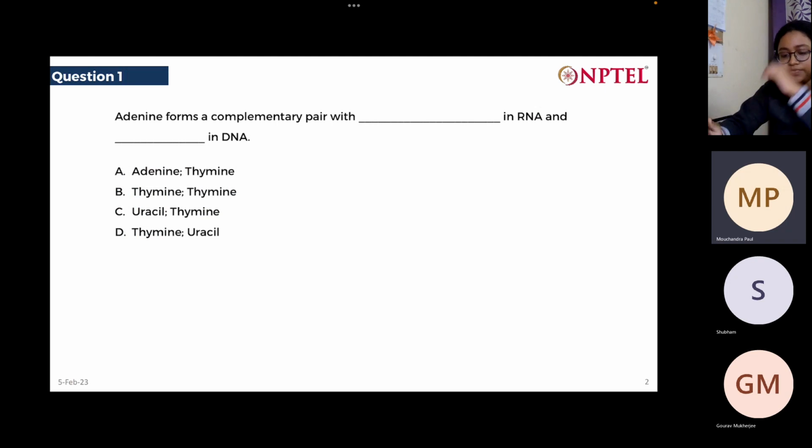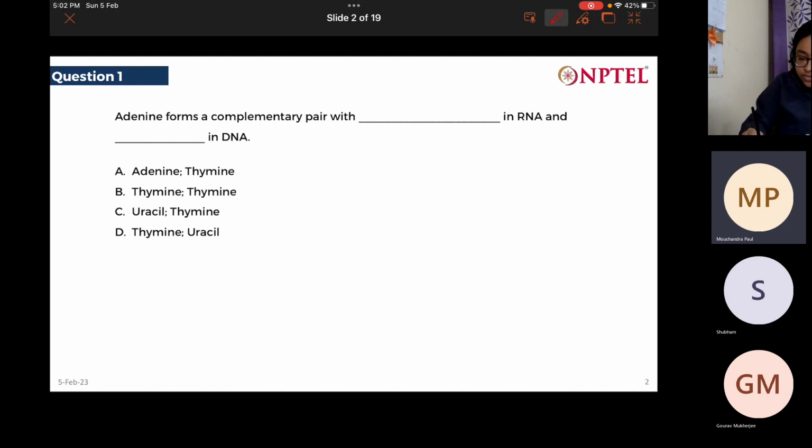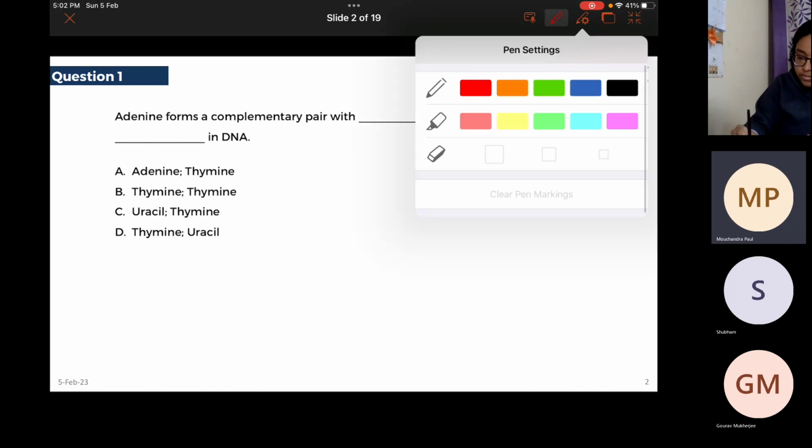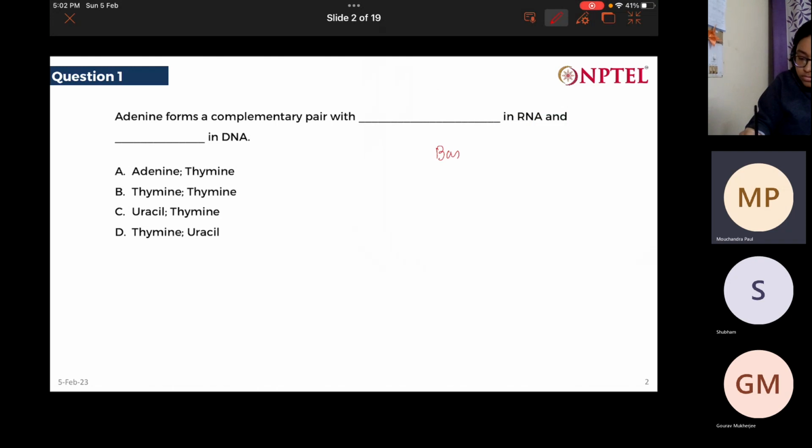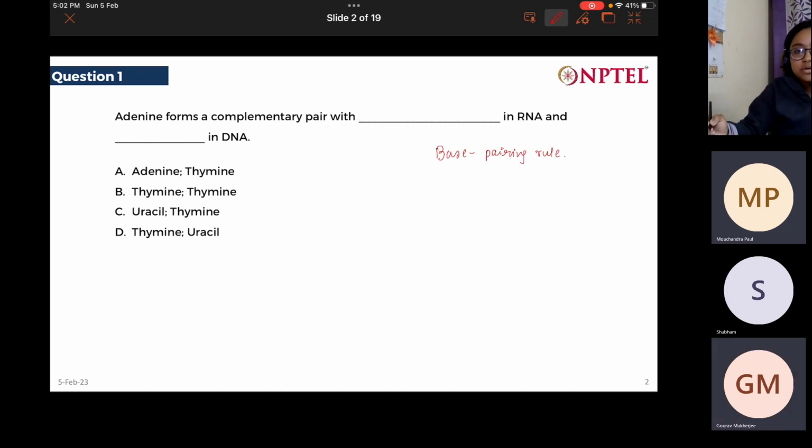So starting with the first problem, I'm reading it. You can also read and try it out yourself. Adenine forms a complementary pair with blank in RNA and blank in DNA. Okay, so we have to fill in the blanks here with one of the 4 options. For understanding this problem, you should recall the base pairing rule. So what is the base pairing?